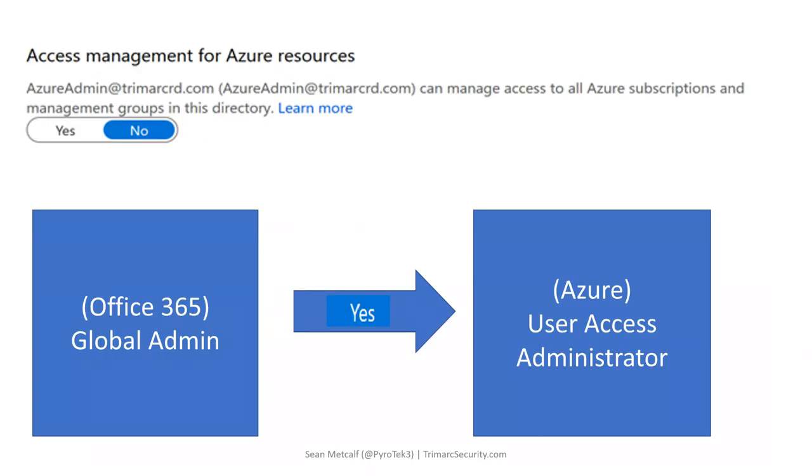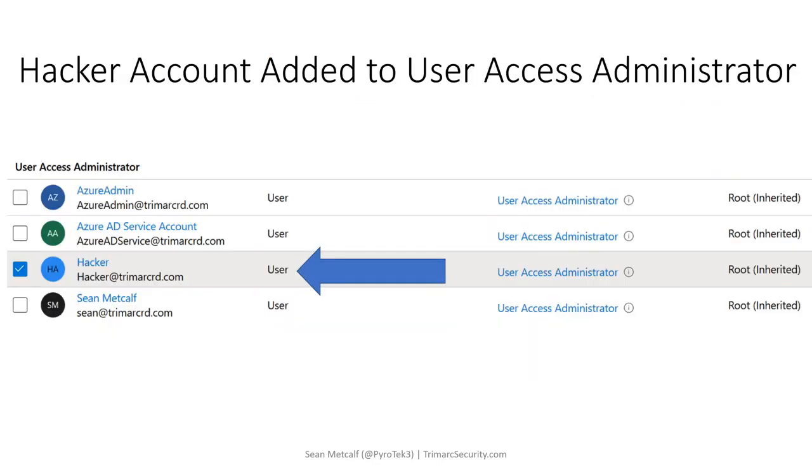So again, by default, this option is set to no. Once toggled to yes, the account is added to the User Access Administrator group at the root of Azure, so it applies to all subscriptions. In this case, we're going to toggle that option to yes, and then we're going to see a new account that appears in the User Access Administrator Azure RBAC role.